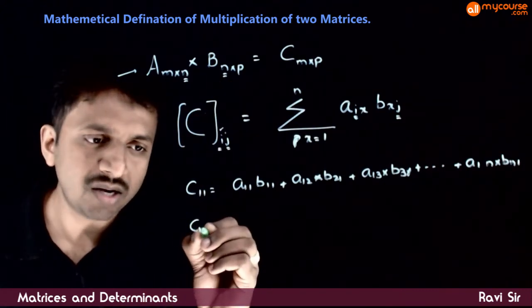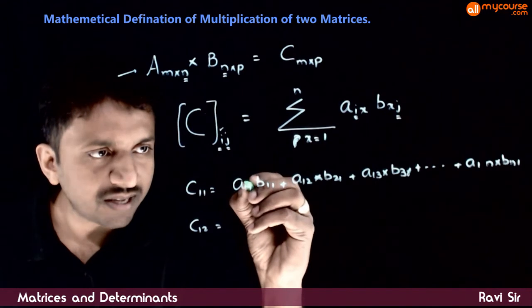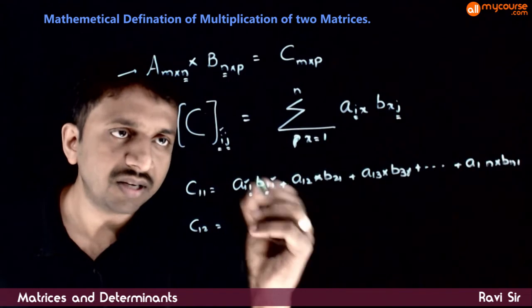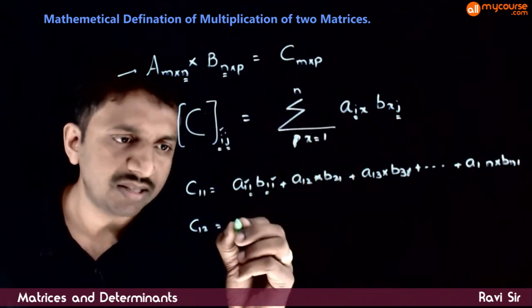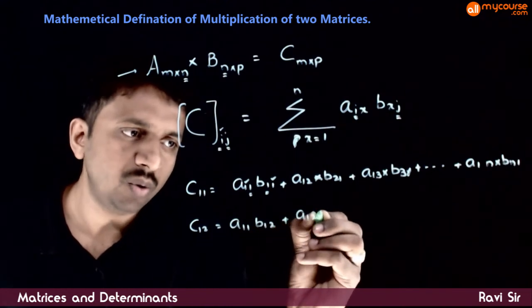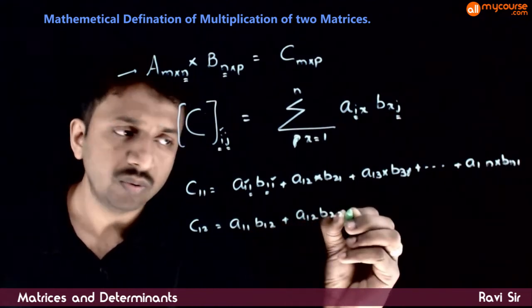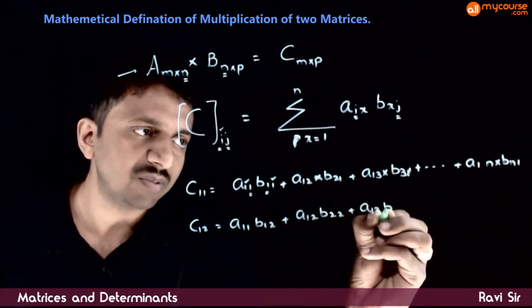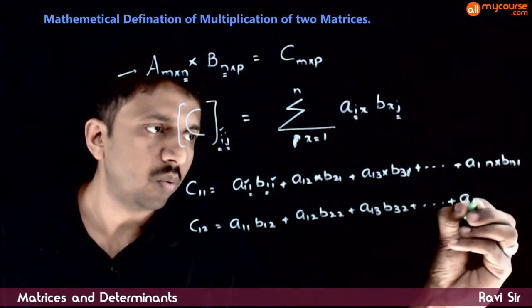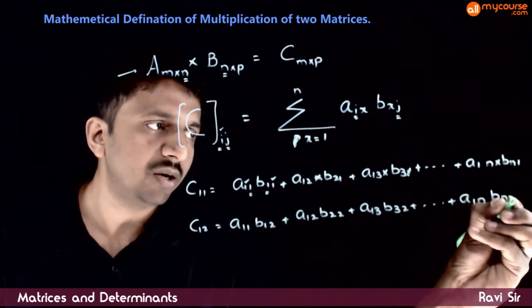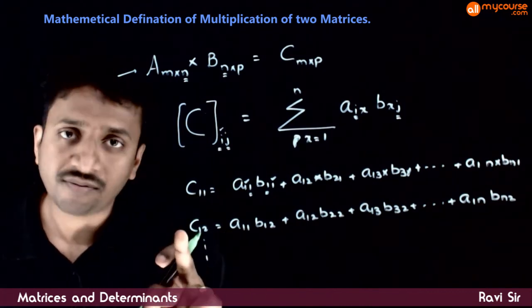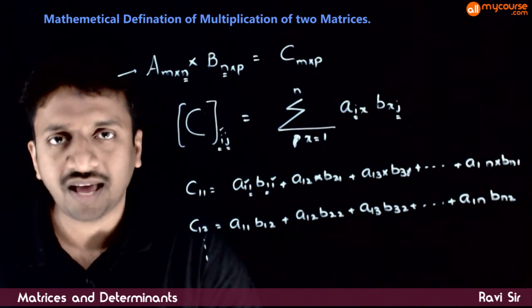Similarly, if you want the 1 2 element, the first number will be 1, the last number will always be equal to 2, and the middle number is a summation variable. It is A11 into B12 plus A12 times B22 plus A13 times B32, and so on, plus A1n times Bn2. So this is how the elements of the product matrix can be calculated.